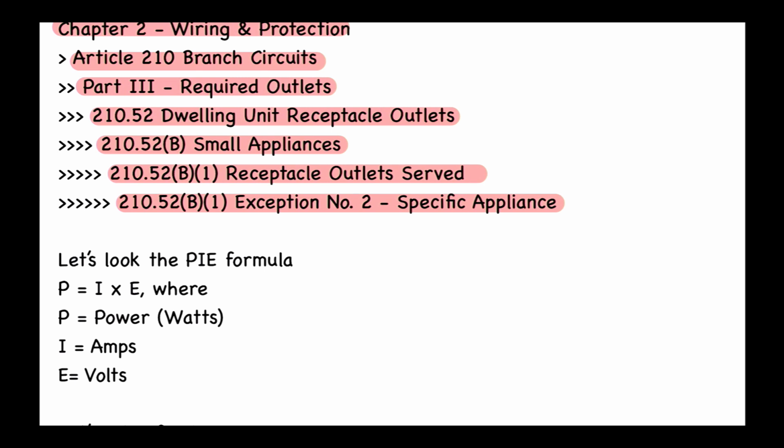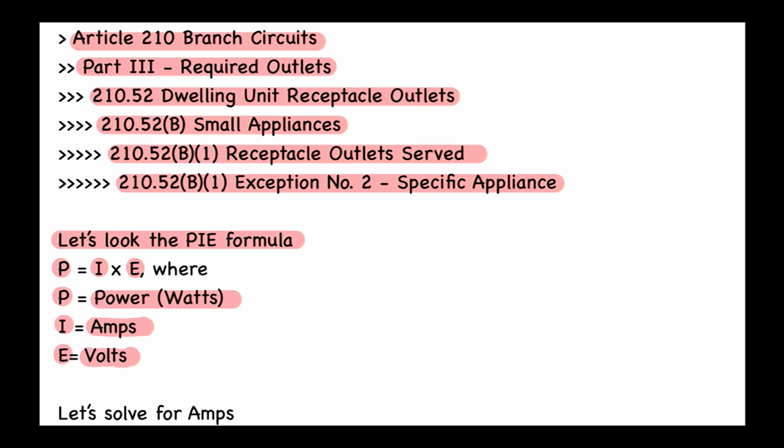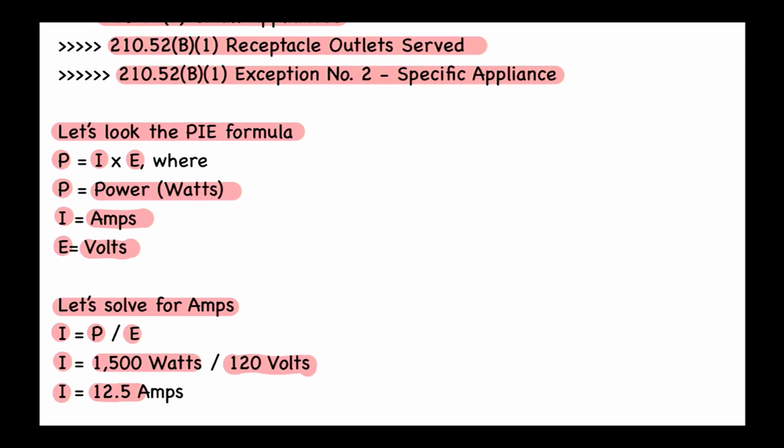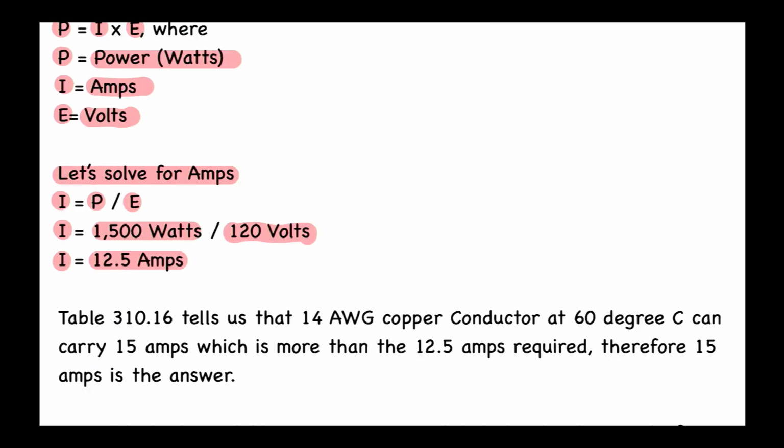Now let's look at the pie formula that we just looked at. That's where P is equal to I times E, where P is the power in watts, I is amps, and E is volts. Now we're going to solve for amps, and just like we did, I is equal to P divided by E. I is equal to 1500 watts divided by 120 volts, and I is going to equal 12.5 amps.